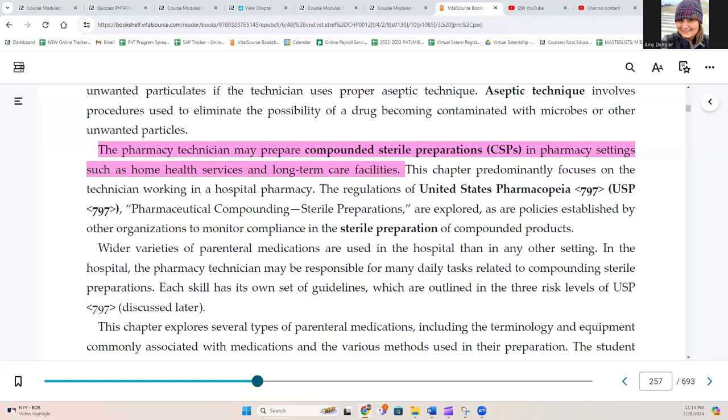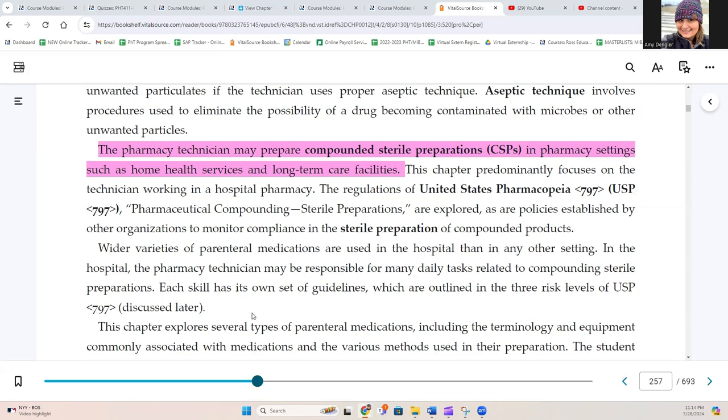The pharmacy technician may prepare compounded sterile preparations, abbreviated as CSPs, in pharmacy settings such as home health services and long-term care facilities. This chapter focuses on the technician working in a hospital pharmacy. The regulations of the United States Pharmacopoeia, Chapter 797 on pharmaceutical compounding of sterile preparations, are explored, as are policies established by other organizations to monitor compliance in the sterile preparation of compounded products.